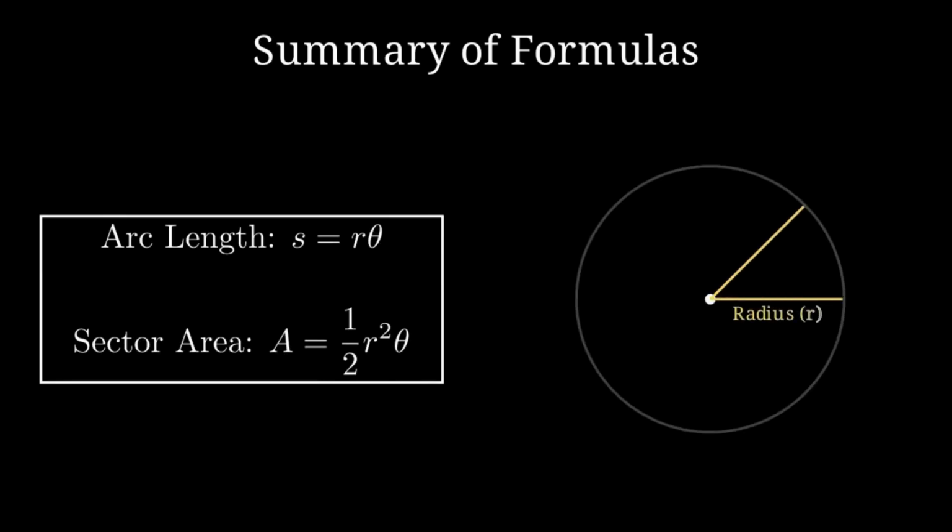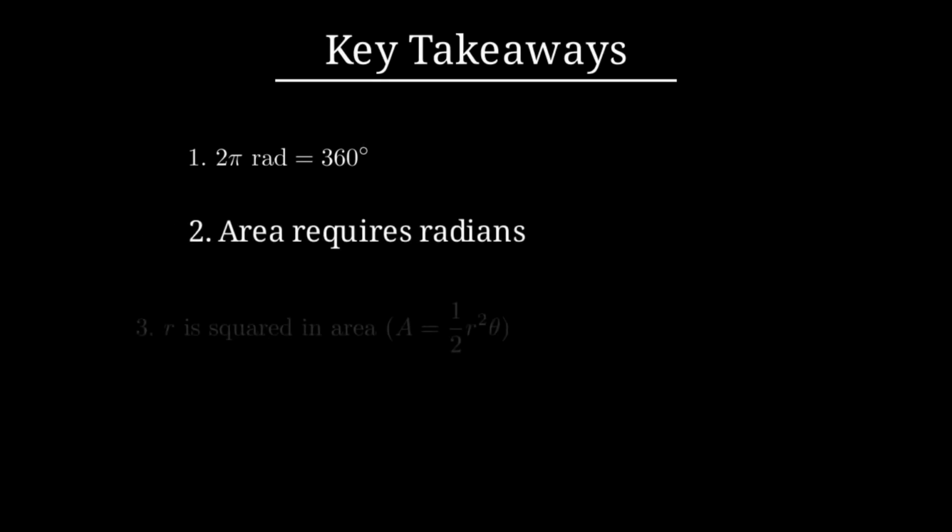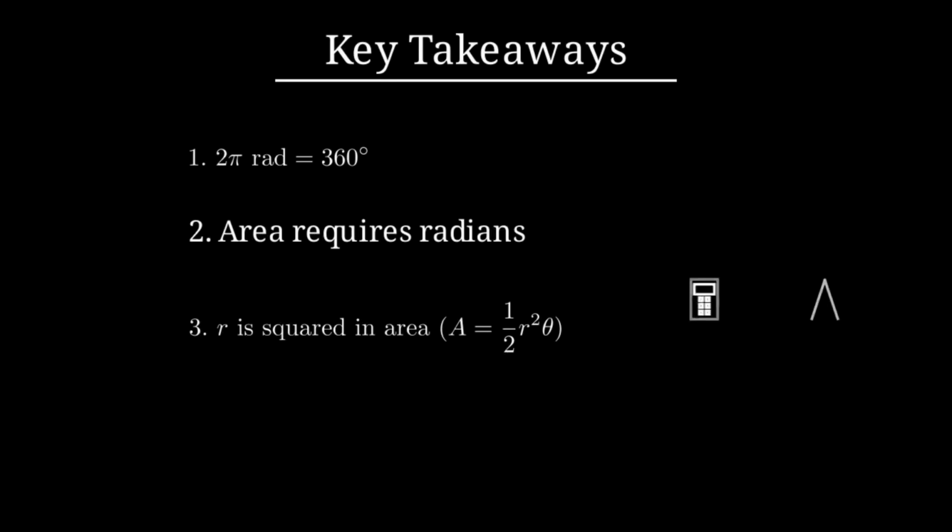The arc length is simply radius times theta, and the sector area is 1/2 radius squared times theta. These two formulas are the foundation of circular measurement. Remember, always convert to radians first, square the radius for area calculations, and treat the sector as a proportional slice of the total circle. Mastery of these steps makes complex geometry simple.